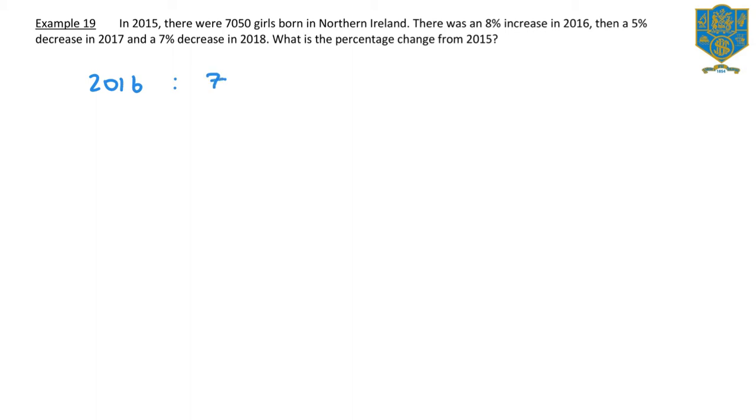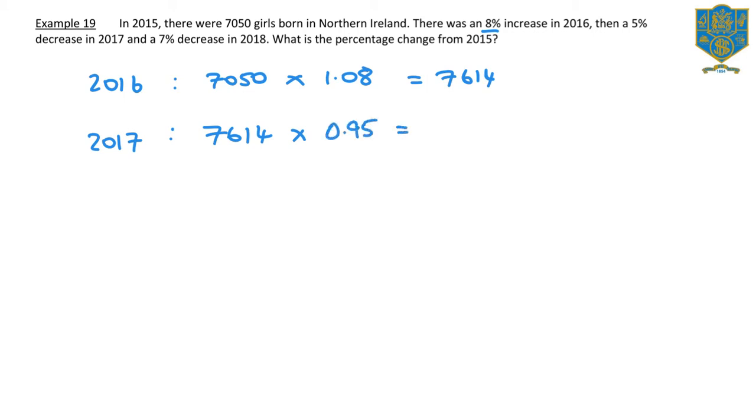So 2016 is going to be 7,050 multiplied by, so we've got 100%, adding on 8% gives us 108%, as a decimal is 1.08. And that gives us 7,614. In 2017, there was a 5% decrease. So it's going to decrease from 7,614. So it's our 100%, taken away 5% is 95%, and then as a decimal is 0.95. So if we multiply by 0.95, we get 7,233.